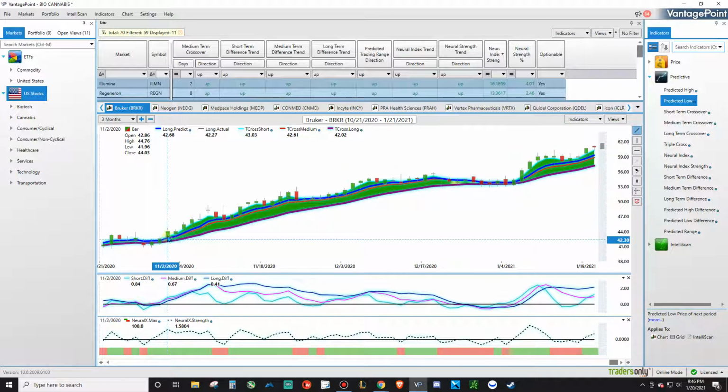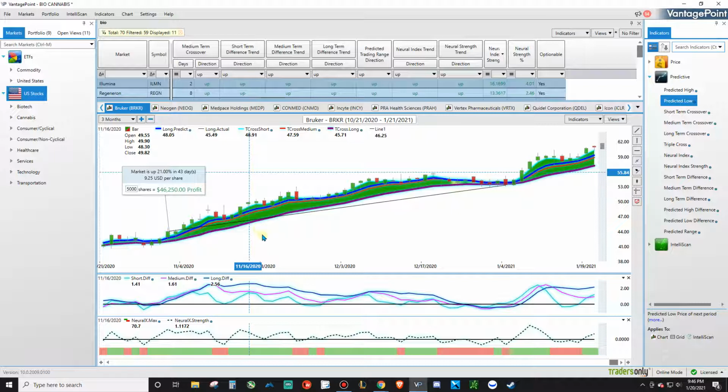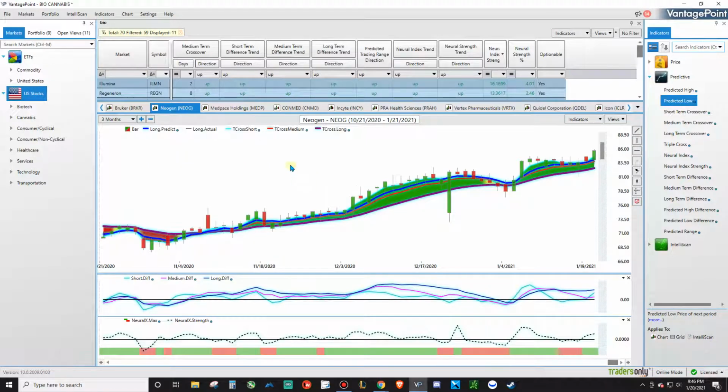That's huge. Say you bought it here, right? Just pretend you're not perfect and you sell here. 500 shares is $4,600. If you're crazy and you got 5,000 shares of this, you just made $46,000 in 43 days. So pretty nice there. I'm just going to keep going here and just look at some of these. This is kind of what I do every night. I just look at these stocks.